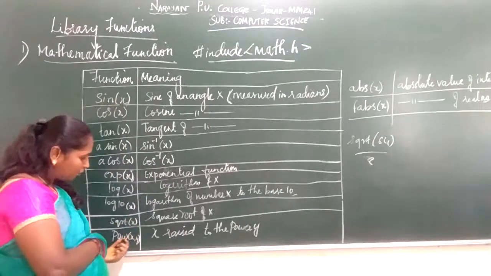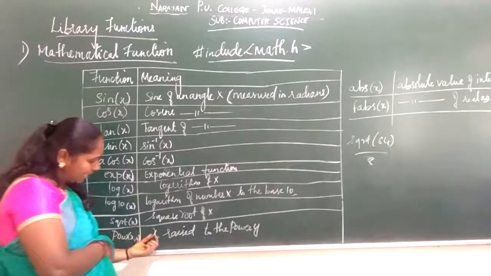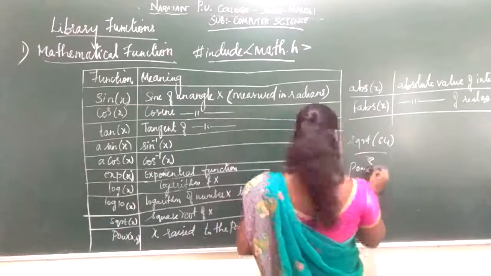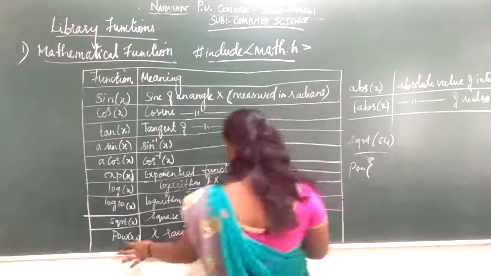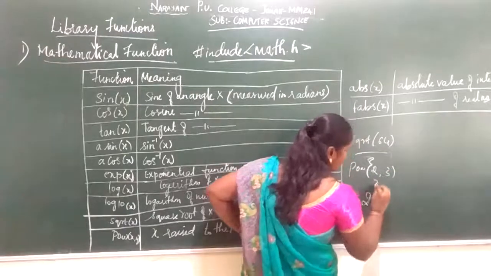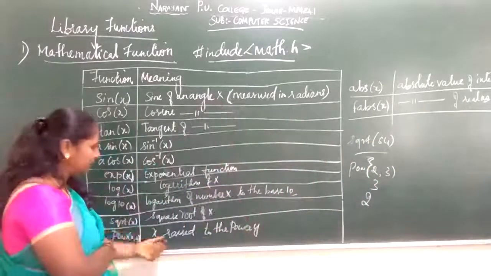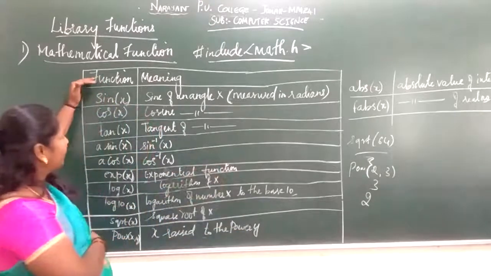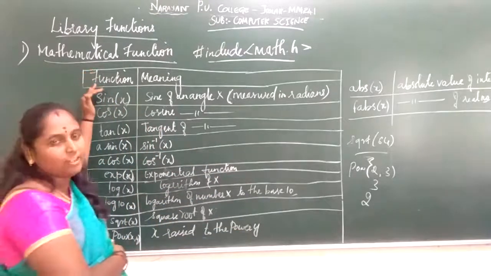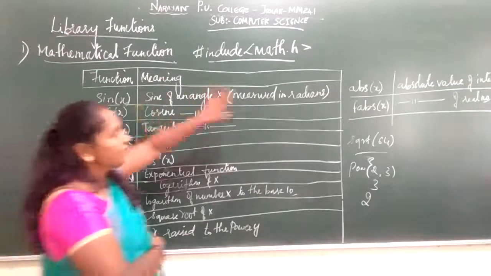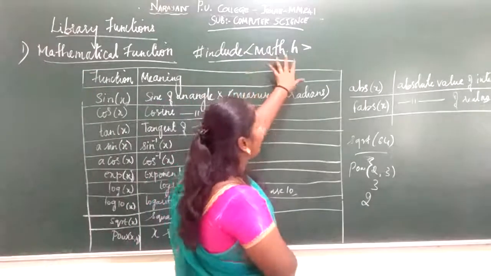Next, pow(x, y), that is x raised to the power of y. POW stands for power, so pow(2, 3) means 2 raised to the power 3. That is pow(x, y), x raised to the power y. So once again I will explain. If you are using mathematical notation in your program, you compulsorily should include the header file, that is the library function math.h.